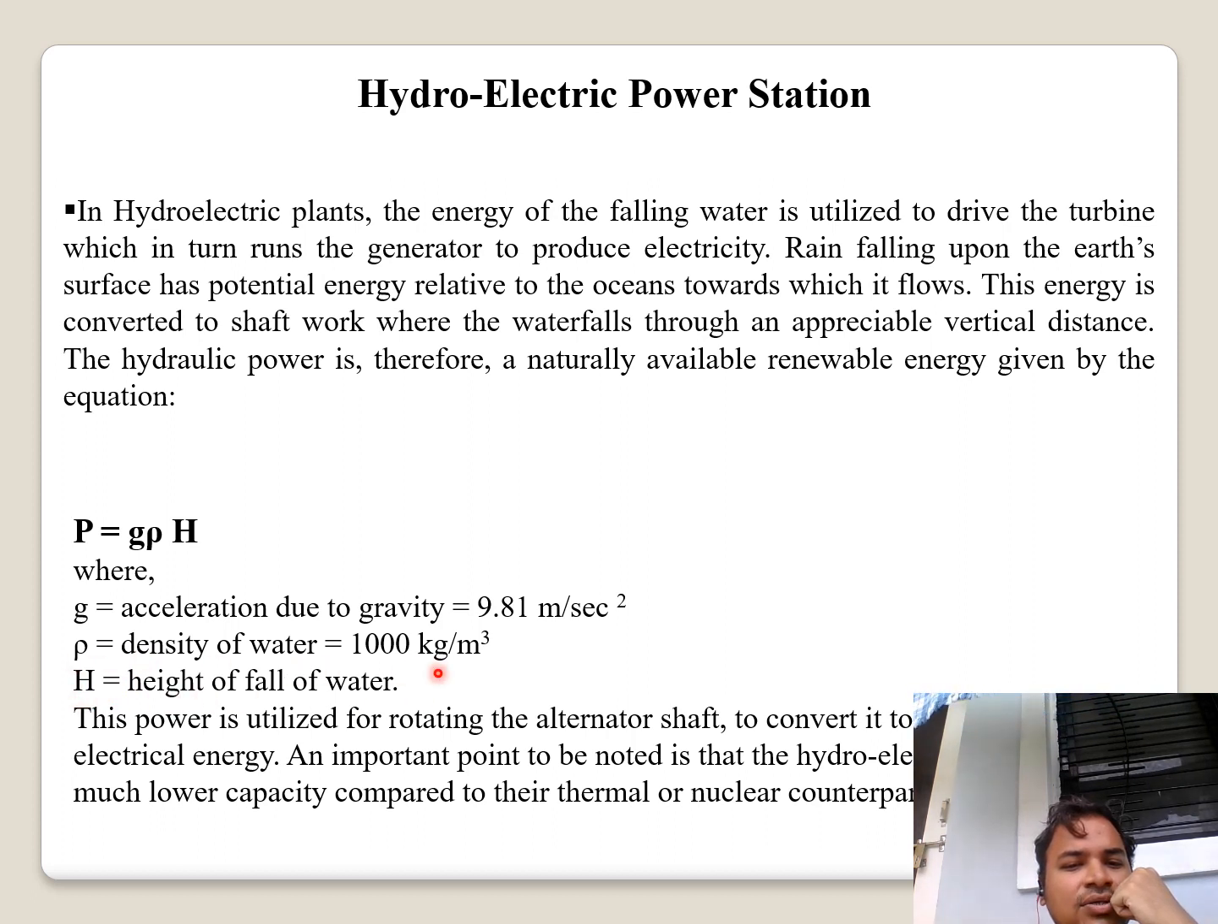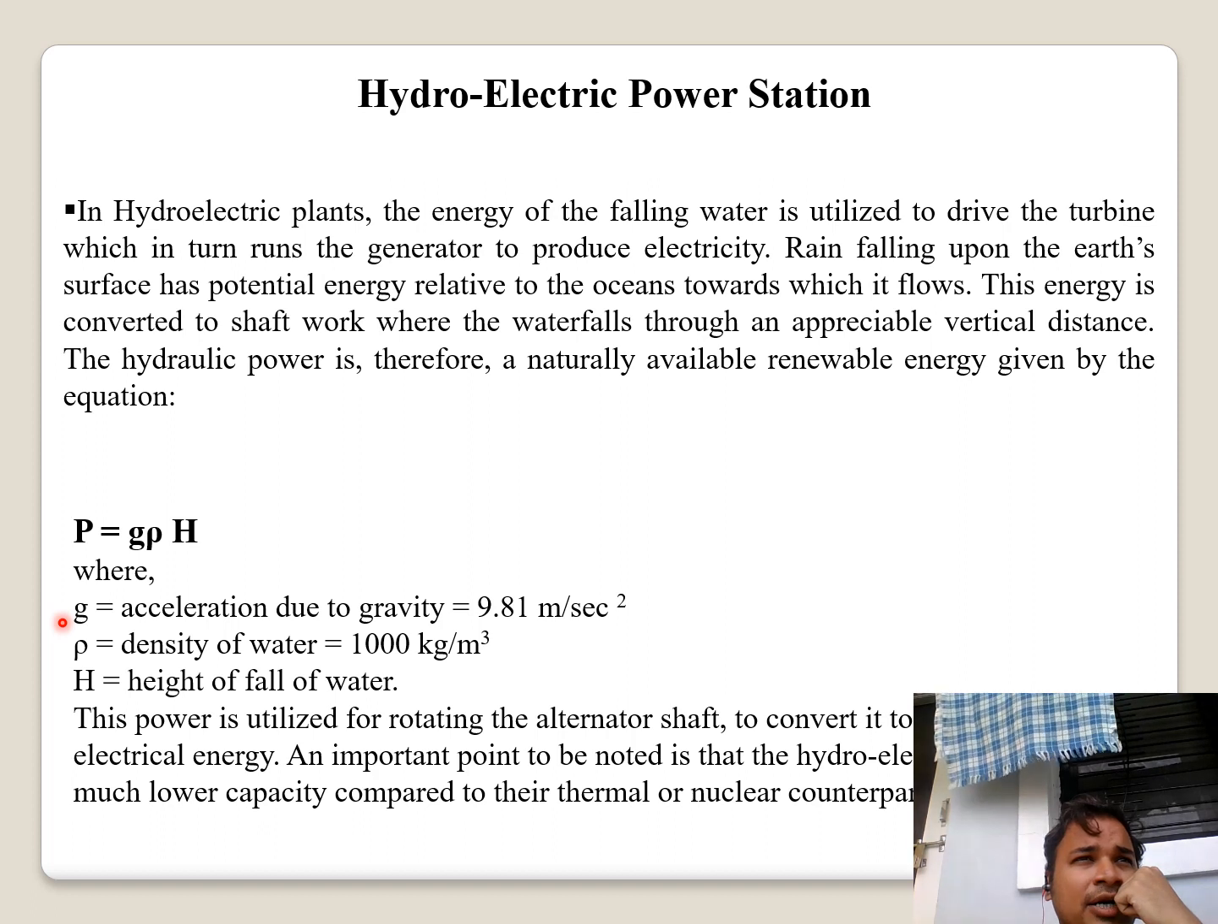H is the only variable that we use. So greater is the height, greater is the potential energy that we get. P is directly proportional to h here. Let the height be about 1 kilometer, so 1000 meters. 1000 times 1000 gives 10 to the power 6, multiplied by 9.81. So 9.81 into 10 to the power 6 joules will be the potential energy of the water.